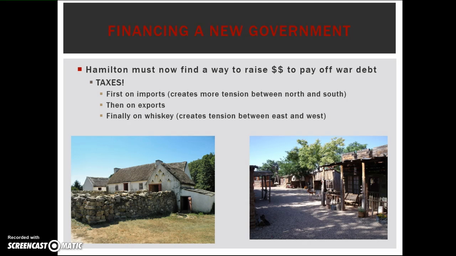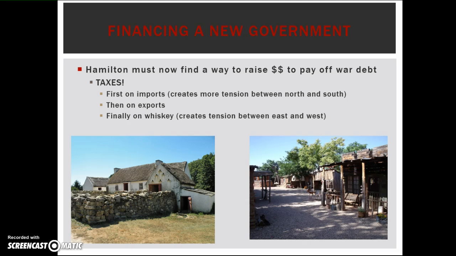Now that Hamilton's plan of paying off the Revolutionary War debt for all the states had been approved, he must find a way to actually pay off the debt. The only way for a government to pay off debt, though, is to raise taxes. And you know how us Americans feel about taxes.